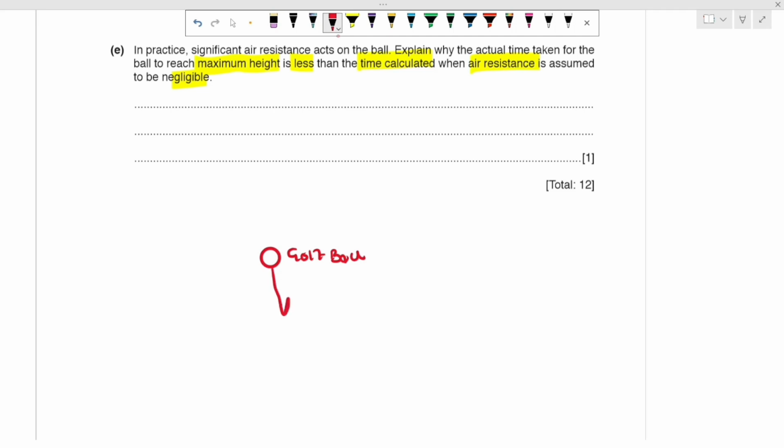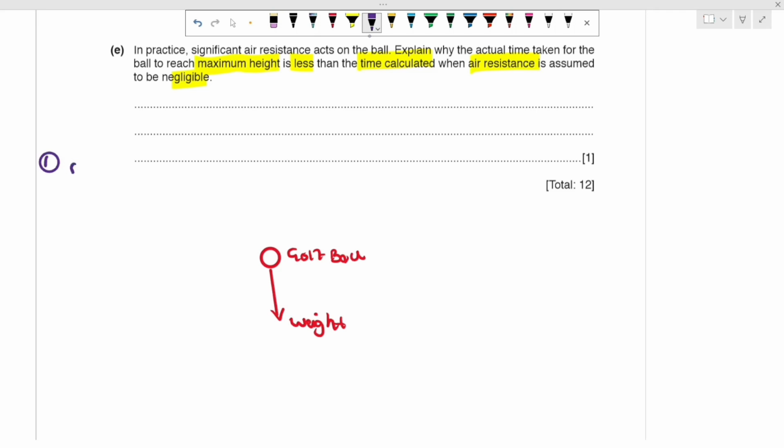The first one is actually due to its weight. This will be its weight, and the new addition to this will be air resistance acting up. So we have two forces, air resistance and the weight, acting as the ball goes up. Okay, right, so we have the weight that's acting down, but look at this.